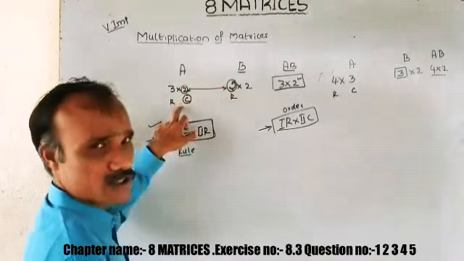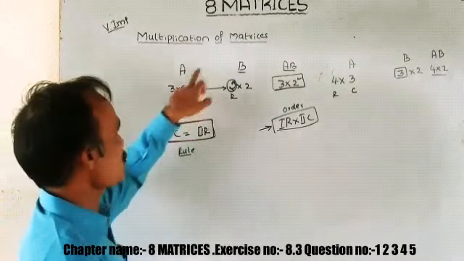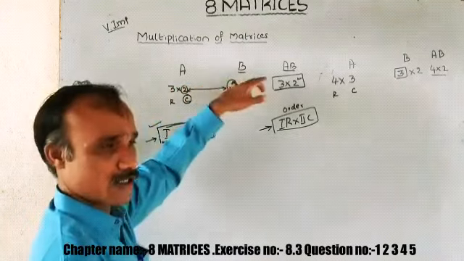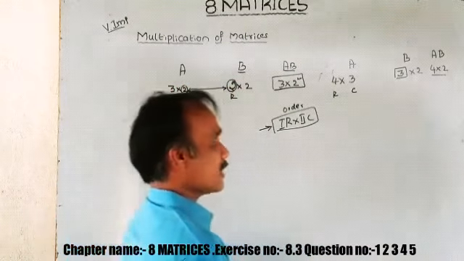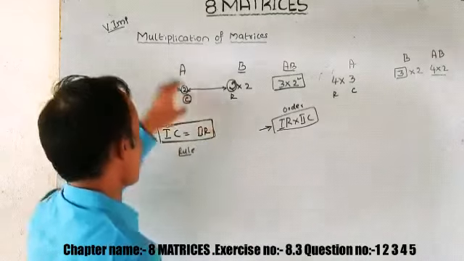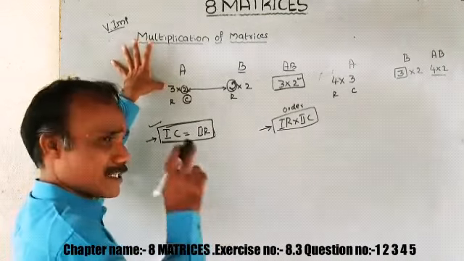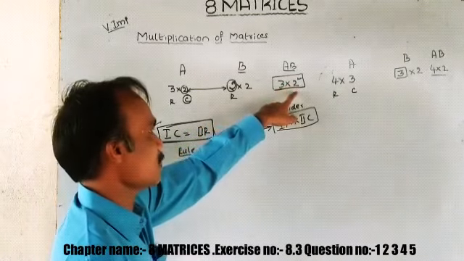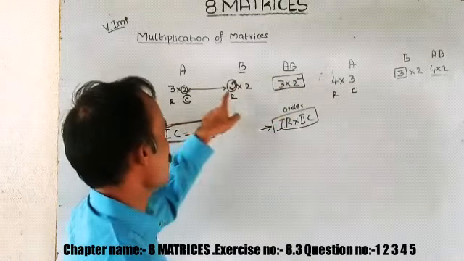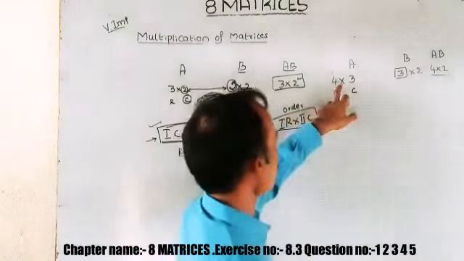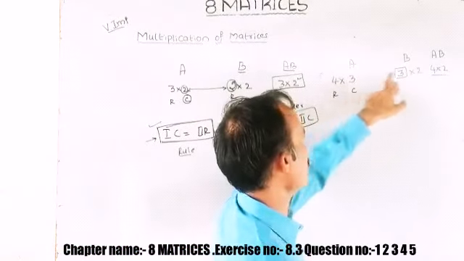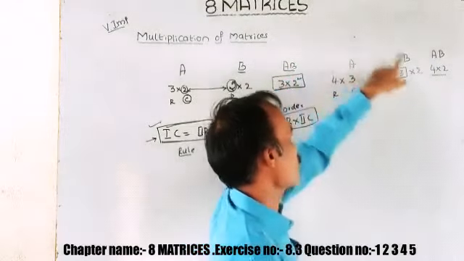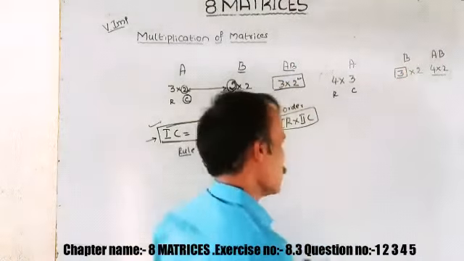If the number of columns of the first matrix is the same as the number of rows of the second matrix, then AB is possible. Next, the obtained matrix is of the order: rows of the first matrix into columns of the second matrix, that is, in this example, 3 cross 2. So here 4 cross 3, 3 cross 2, the 3 is compulsorily the same. Next, the order of the obtained matrix is 4 cross 2. Okay? Is it clear?